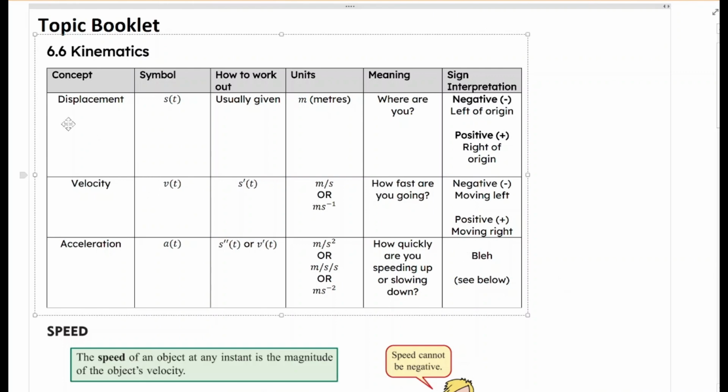So essentially, we've got these three functions: displacement, velocity, and acceleration. Displacement tells you where you are. Velocity essentially tells you your speed, except it also gives you a direction with that. And acceleration tells you how quickly you're speeding up or slowing down. So you differentiate each one to get the next. If you differentiate your displacement, you get velocity. If you differentiate velocity, you get acceleration. And the units go like that. So they're meters, then meters per second, then meters per second per second.